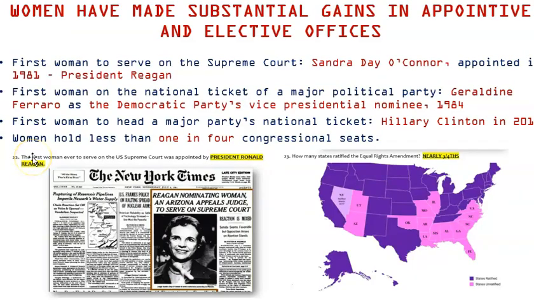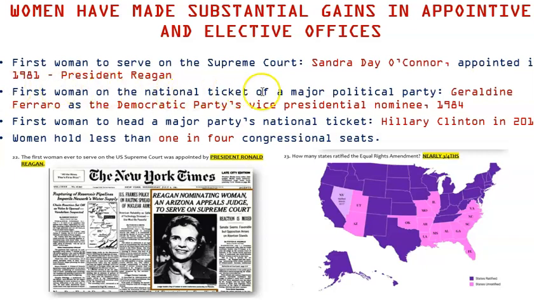Like African Americans, there have been substantial gains in appointive and elective offices. The first woman to serve on the Supreme Court was Sandra Day O'Connor, pictured at the bottom. She was appointed in 1981 by President Reagan. There have been several women appointed since, but she is known as the first.